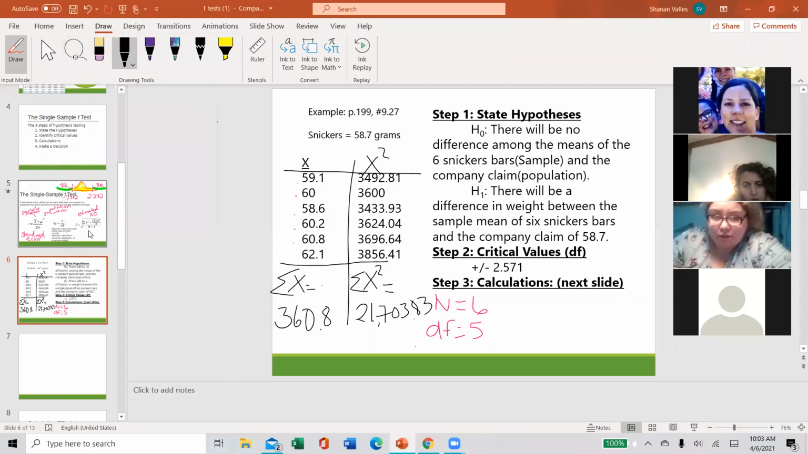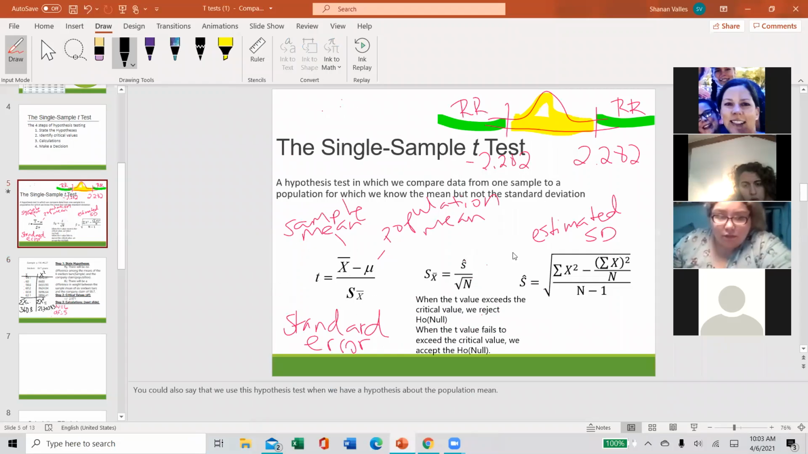Okay, so now going back to this formula, we have all the pieces that we need to start this whole process. I'm so excited, right? Are you guys excited?